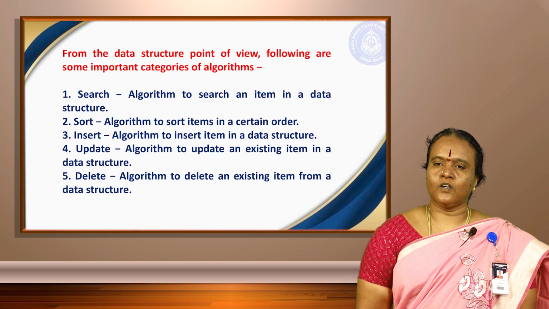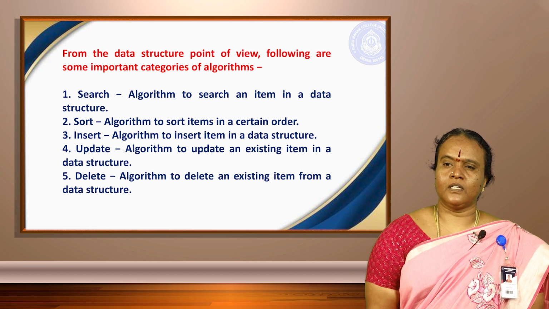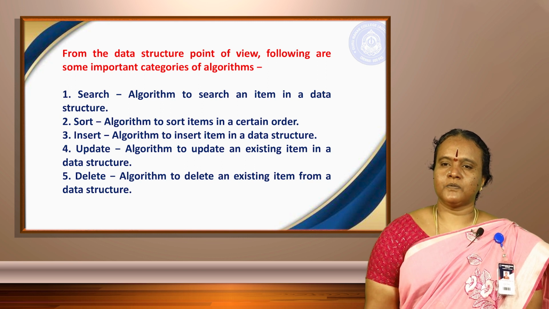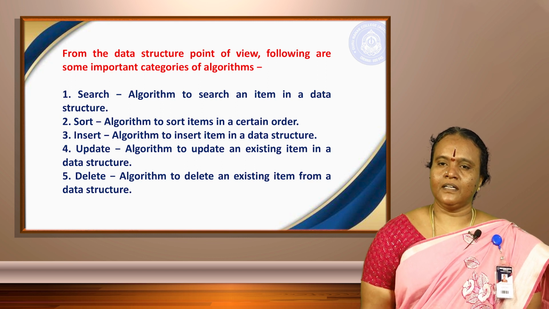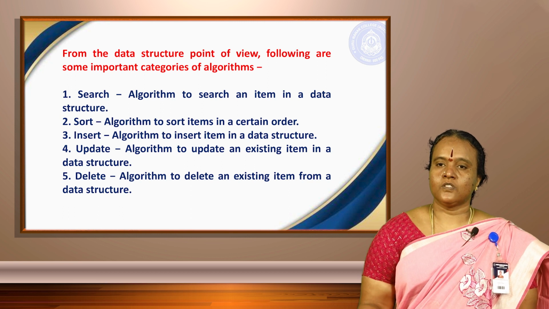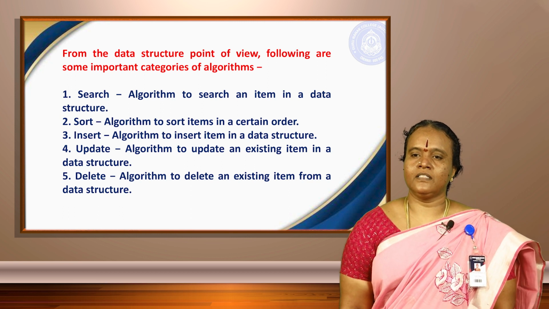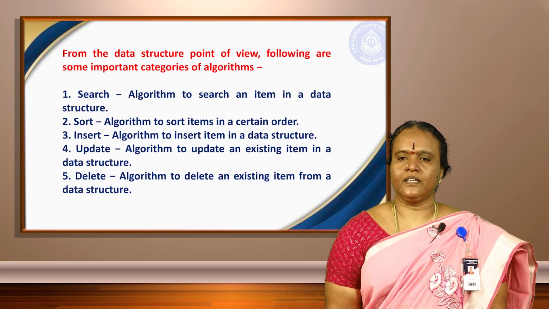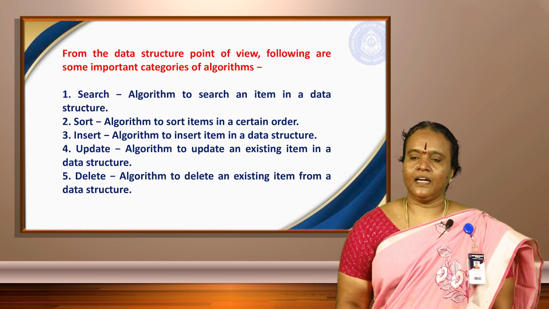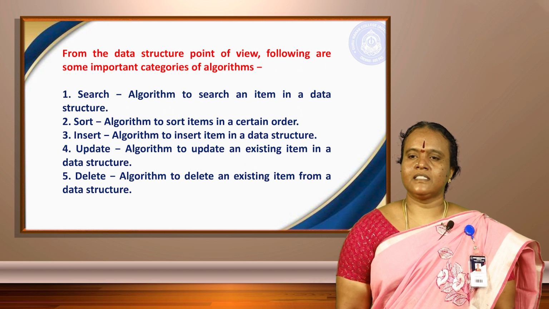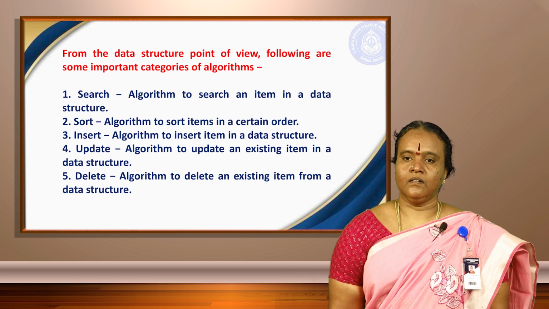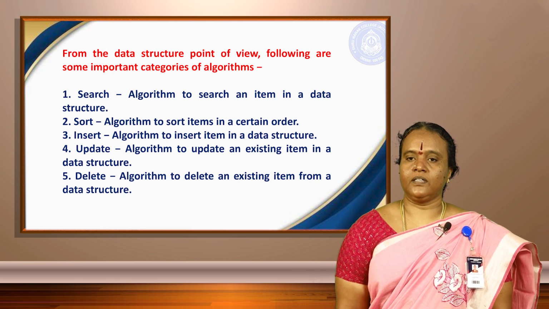For an algorithm from the data structure point of view, there are some important categories: search, sort, insert, update, delete. Search, to search a data item in a data structure. Sort, we can sort the data items in ascending or descending order. Insert, we can insert a new data item into the data structure. Update, we can edit or update the existing data item in the data structure. Delete, we can delete whatever data item we don't want.